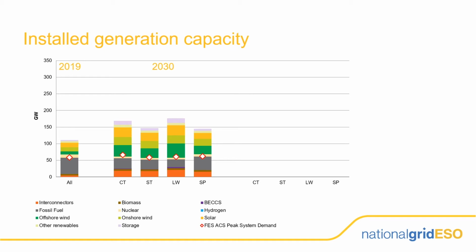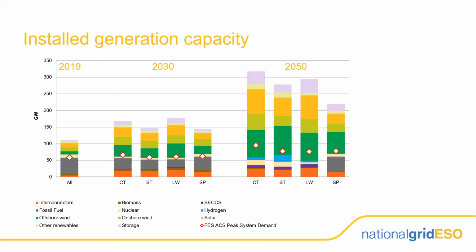Consumer transformation and leading the way have the highest growth in storage. That's the lilac area at the top of the chart. And this is required to support the intermittent renewables. We also start to see BECCS for negative emissions, shown as the purple sliver in leading the way.